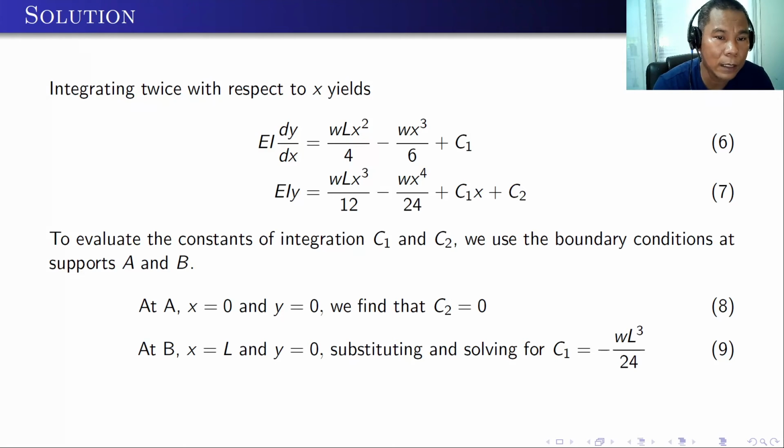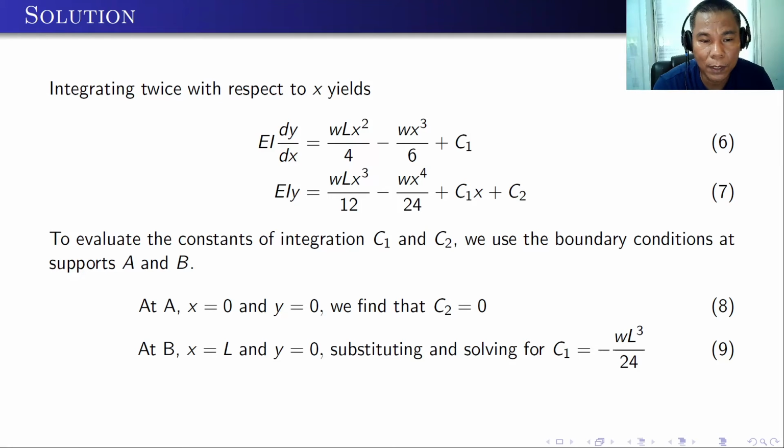I will not discuss how the integration process is done. I believe you already understand that one in your calculus, so we can just directly integrate the equation and add the constants of integration, that is C1. Another integration will result to EIy, which has added another constant of integration, that is C2. This equation 7 has two constants of integration, that's C1 and C2.